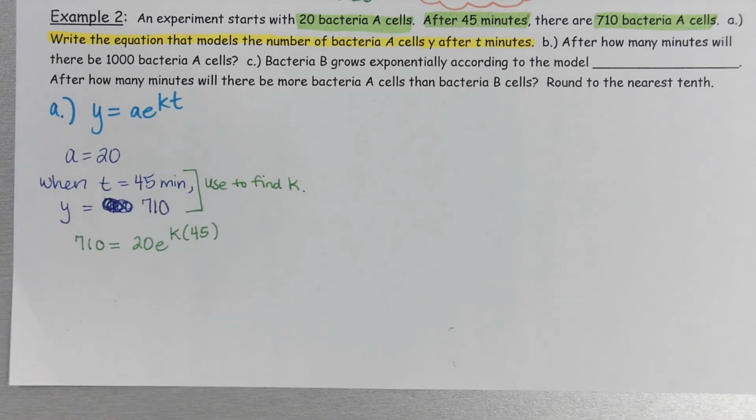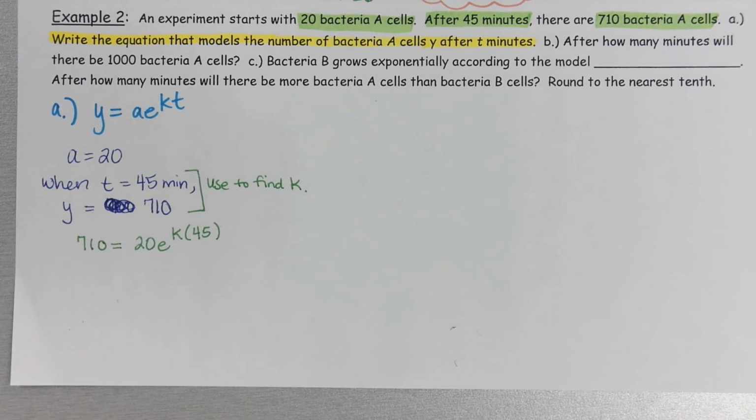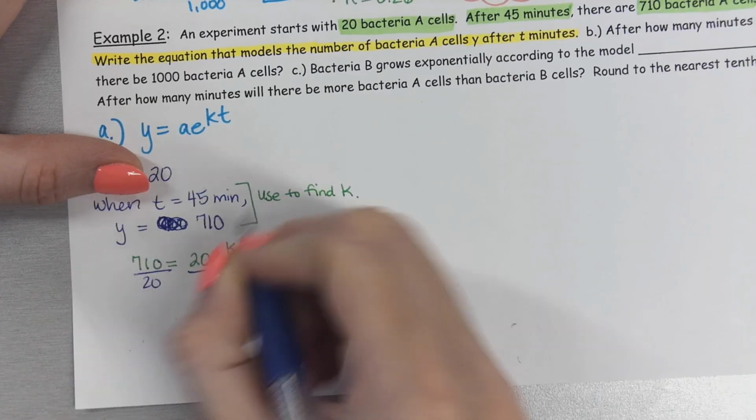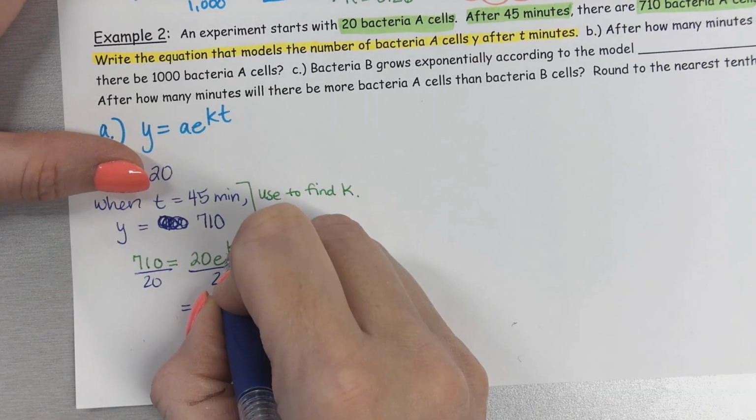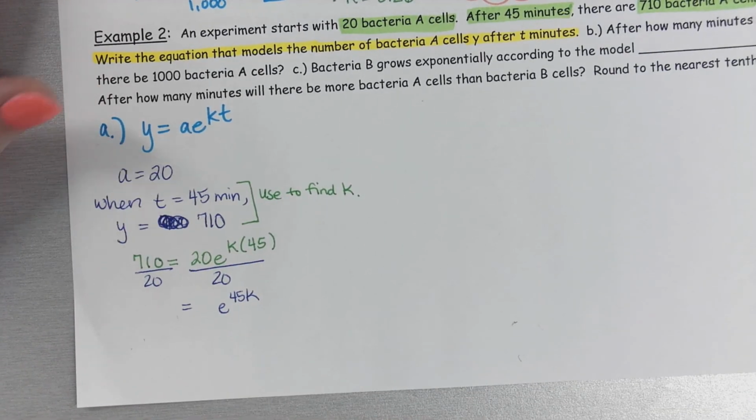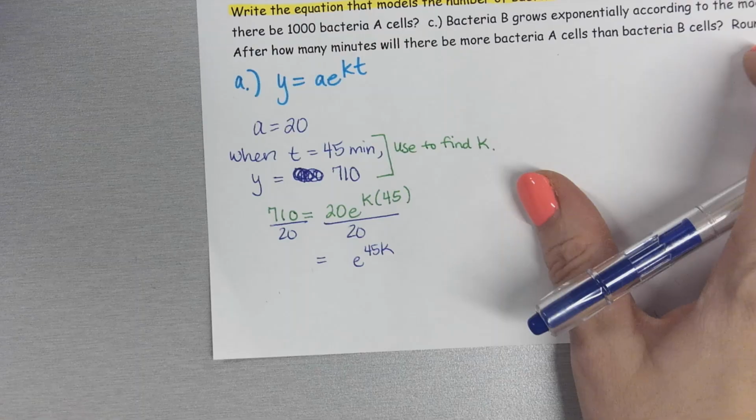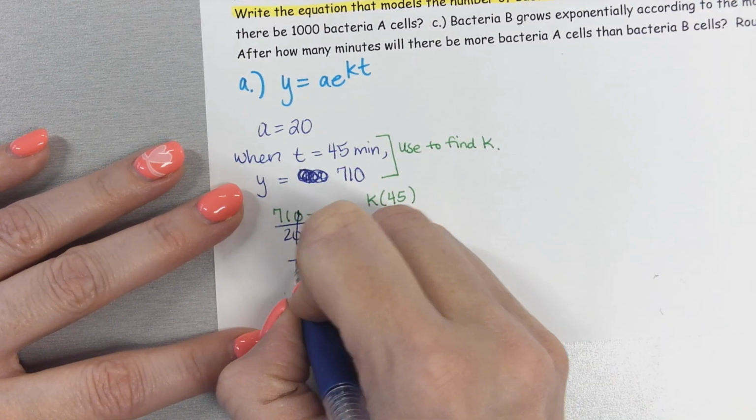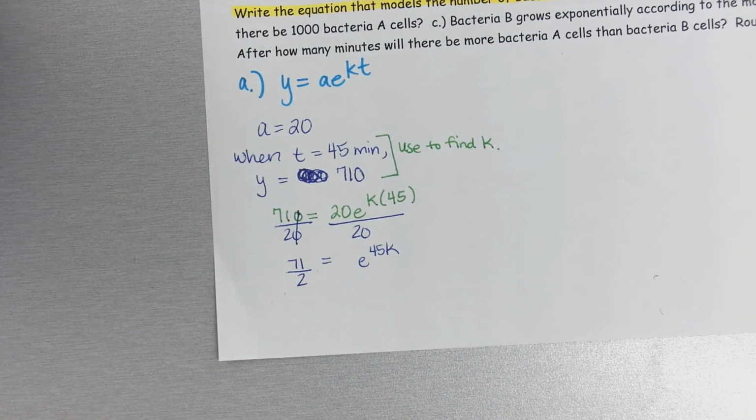Okay, so Lorelai, what do you think is our first step to solving here? Yep, so your first step is to divide by 20. That's going to isolate that value of E. So then you have E to the power of K times 45 is the same thing as 45K. So sometimes I'll rewrite it like that. Okay, and then I will reduce it if they both end in a 0 because that's something we can do quickly. You could also write it as 35.5. You just don't have to. That's up to you. Okay, and then once we get here, Cody, what's our next step?